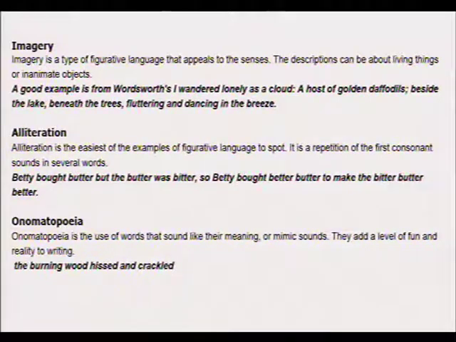Then the next one is onomatopoeia. Onomatopoeia is the use of words that sound like their meaning or mimic sounds. So any word that you would hear that is like a sound, like a bash or a bang or a boom or the chirping of the birds or the swish of the ocean. Here I said the burning wood hissed and crackled. So when you actually do burn wood, you would hear a sound, and it would be a hissed or a crackled sound if you have to write it. And that would be onomatopoeia.